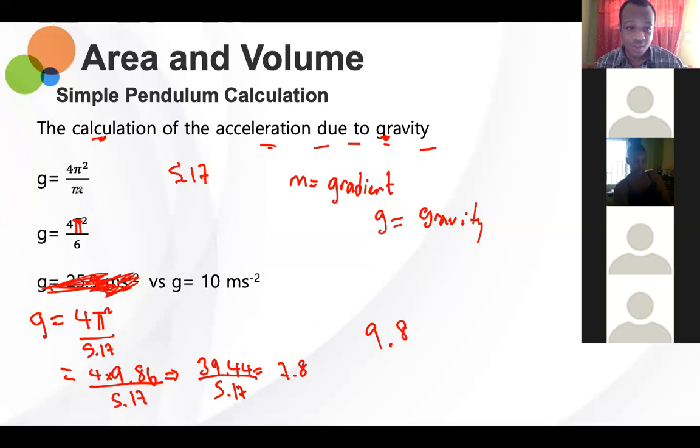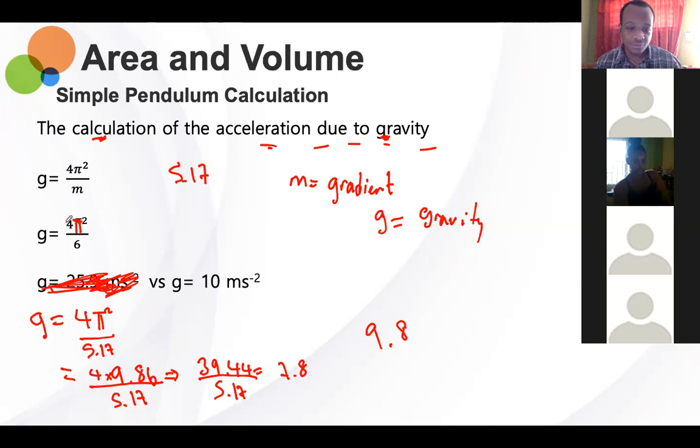So we have our formula. This was given by the teacher for you to calculate your acceleration due to gravity, G. We'll learn more about this as we go further. Probably in the next class you will get a much better idea. But for now, we want to just get the calculation out of the way. And we have our M, which is our gradient from the last calculation. We have our G, which is our gravity. We want to find this.